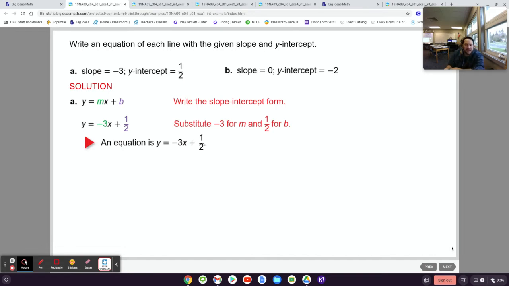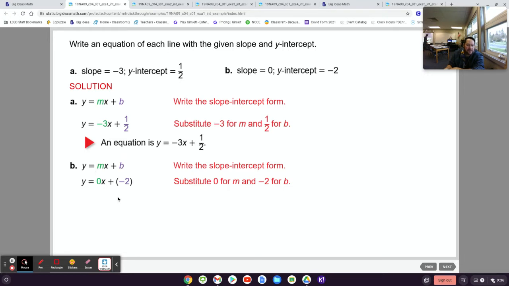Okay, what about for b? The slope is 0. The y-intercept is -2. Which equation matches that? So you can replace the m with 0, so 0x plus -2. You can also write that as 0x minus 2, or because it's 0x, just -2. So y equals -2 is the simplified version of that linear equation.